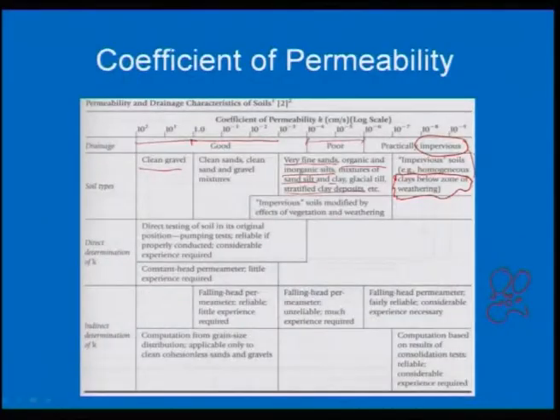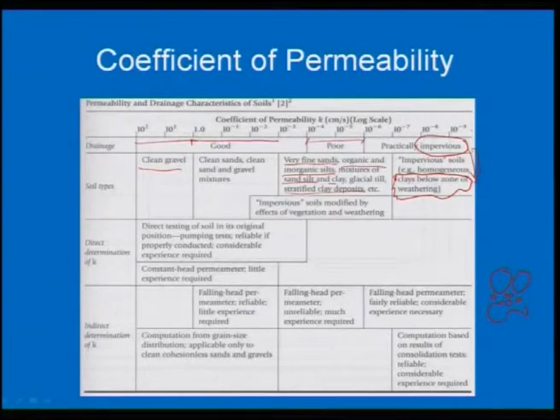Remember, impervious does not mean that permeability is not possible. Permeability is there, but look at this 10^2 and 10 to the power minus 9, how far the permeability is varying. So, that is why it is called impervious. So, now how to find it out? Direct determination of coefficient of permeability K.